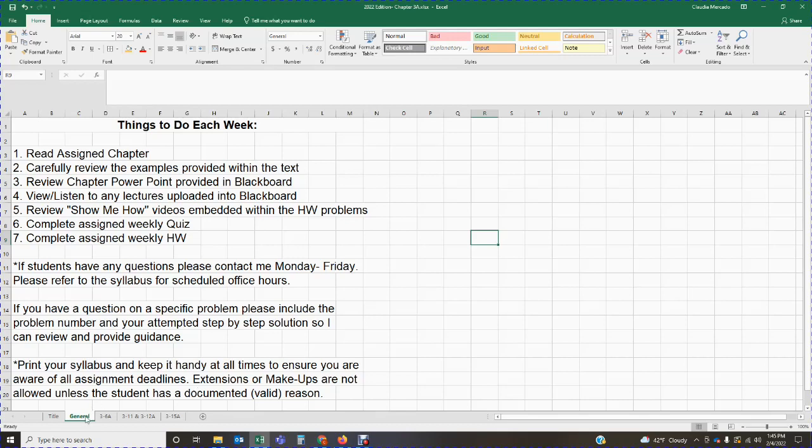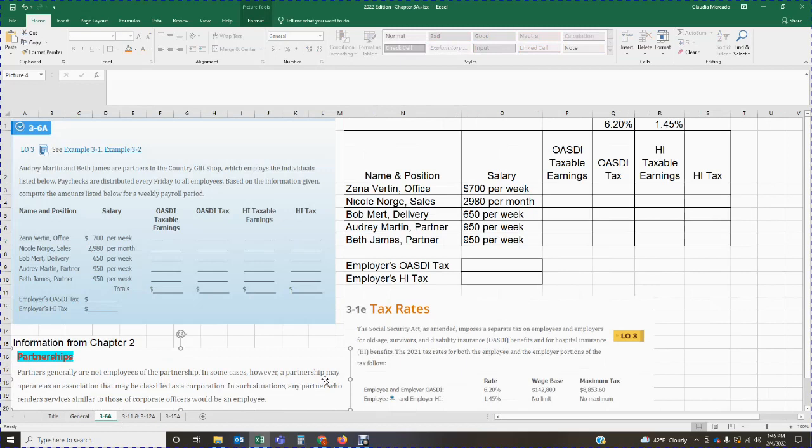Now the first problem that I'm going to be going over today is problem 36A, which deals with calculating OASDI and HI tax. The problem states, Audrey Martin and Beth James are partners in the country gift shop, which employs the individuals listed below. Paychecks are distributed every Friday to all employees. So employees get paid every Friday. Based on the information given, compute the amounts listed below for a weekly payroll period. So we have a list of 5 employees, their salary, and then we are being asked to calculate a variety of items.